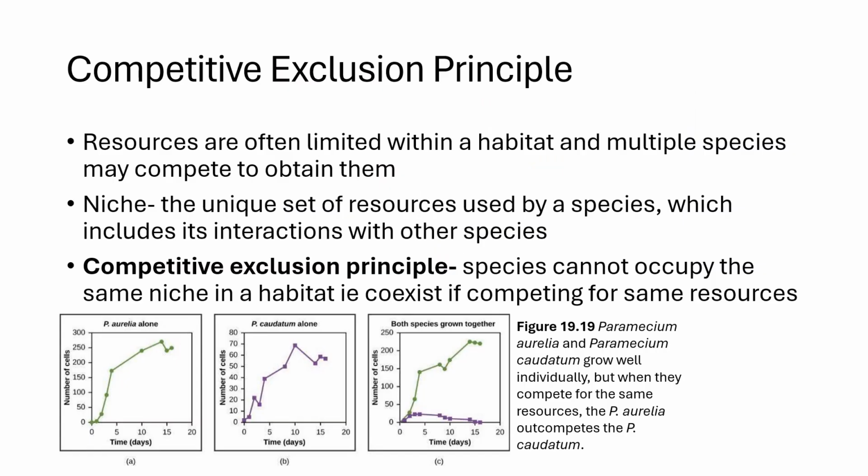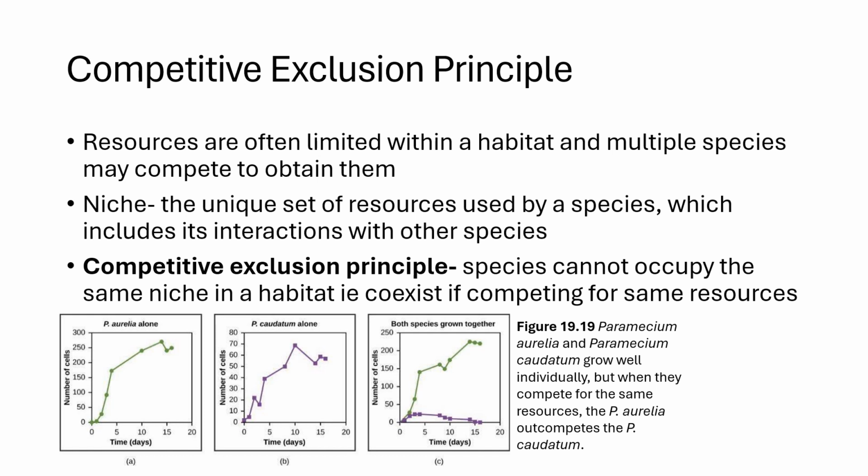Okay, so within communities, you have competition. Well, resources are going to be limited, and so competition over those resources can be quite fierce. And the set of resources that a species is actually taking advantage of, as well as its interactions with other species, we would call that organism's niche. And two organisms cannot occupy the same niche indefinitely. They cannot coexist if they're competing for the same resources. We call this the competitive exclusion principle. At some point, one of them will win out over the other.